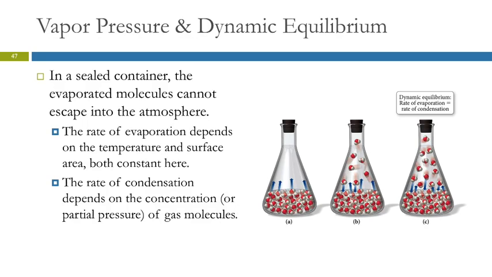This Erlenmeyer flask is just sitting there. The temperature is not changing. The surface area of the water isn't changing. The strength of the intermolecular forces in water is not changing. So the rate of evaporation stays the same. But as more and more evaporates, the rate of condensation increases until you get to a point of equilibrium, where the rate of evaporation is equal to the rate of condensation. So you've got molecules leaving and molecules coming at the same rate.